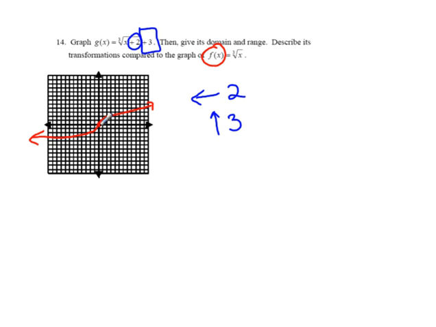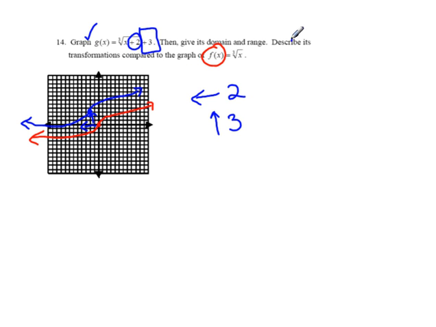So you pick a point. I always pick this inflection point here. This is where it turns. And I'm going to move that point left 2 and up 3. So that inflection point is going to be right here. And then remember, you're going to go up this way and down this way. And that's what the cube root is going to look like as the transformation. The center point moved left 2 and up 3. Okay, so now you have graphed it.